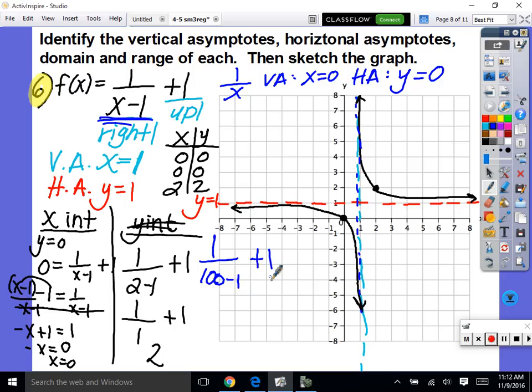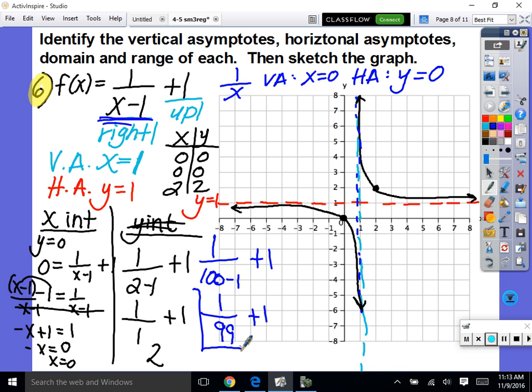So, isn't that 1 over 99 plus 1? Now think about it. Isn't 1 divided by 99 basically 0? So isn't the answer basically 1? Correct, everybody? So do you see how as x gets larger and larger, every time we're going to get closer and closer to 1? Now if I plug in something bigger than 100, this piece will be even closer to 0, correct? And then 0 plus 1 is 1. Does everybody see where it's coming from?